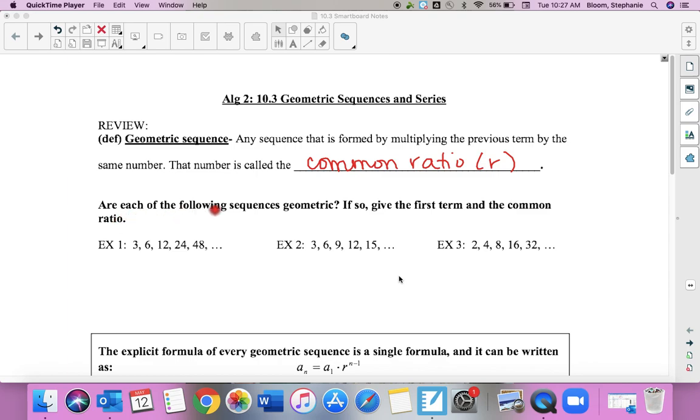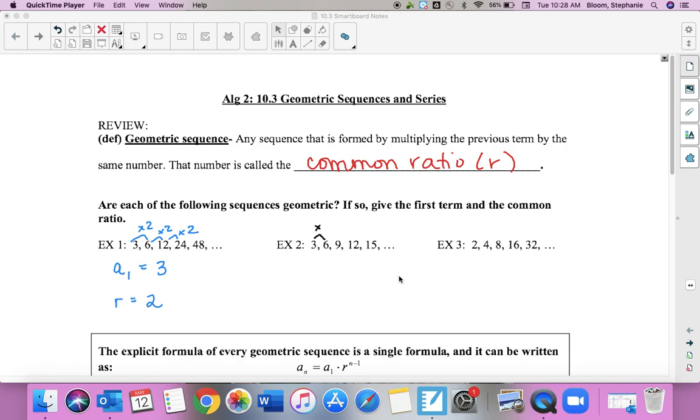So this example here, are each of the following sequences geometric? If so, give the first term and the common ratio. So 3, 6, 12, 24, 48, are they being multiplied by the same number? We're multiplying by 2. So the first term, remember written like this, would be 3, and my common ratio would be 2. Okay? Let's look at this next one.